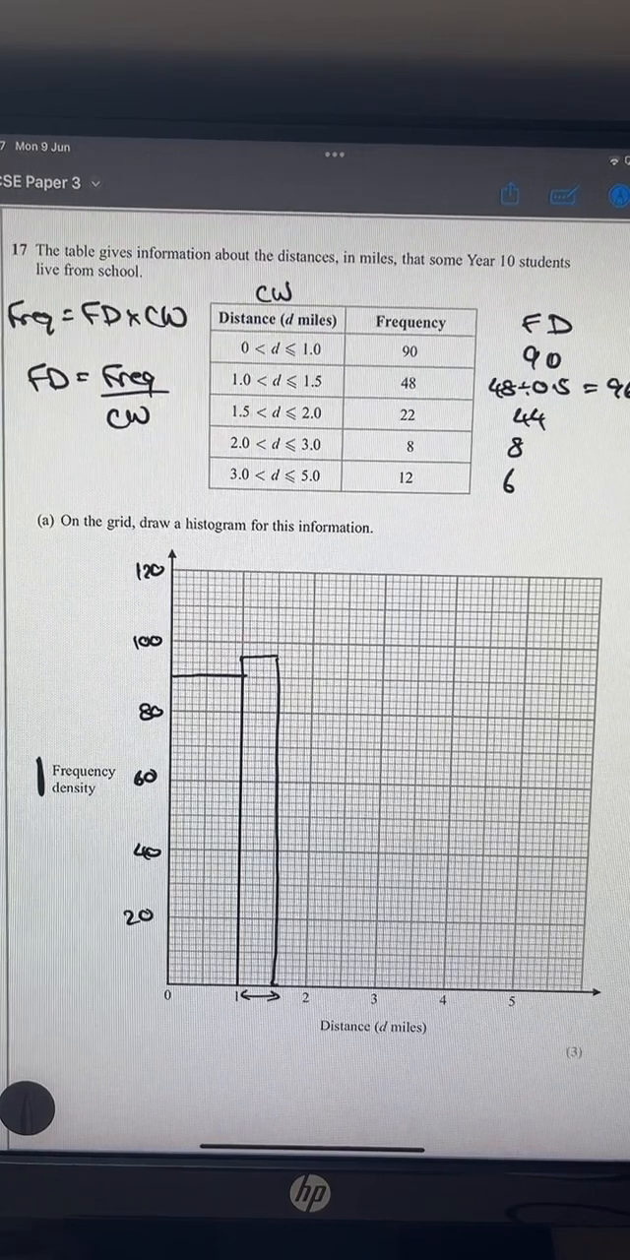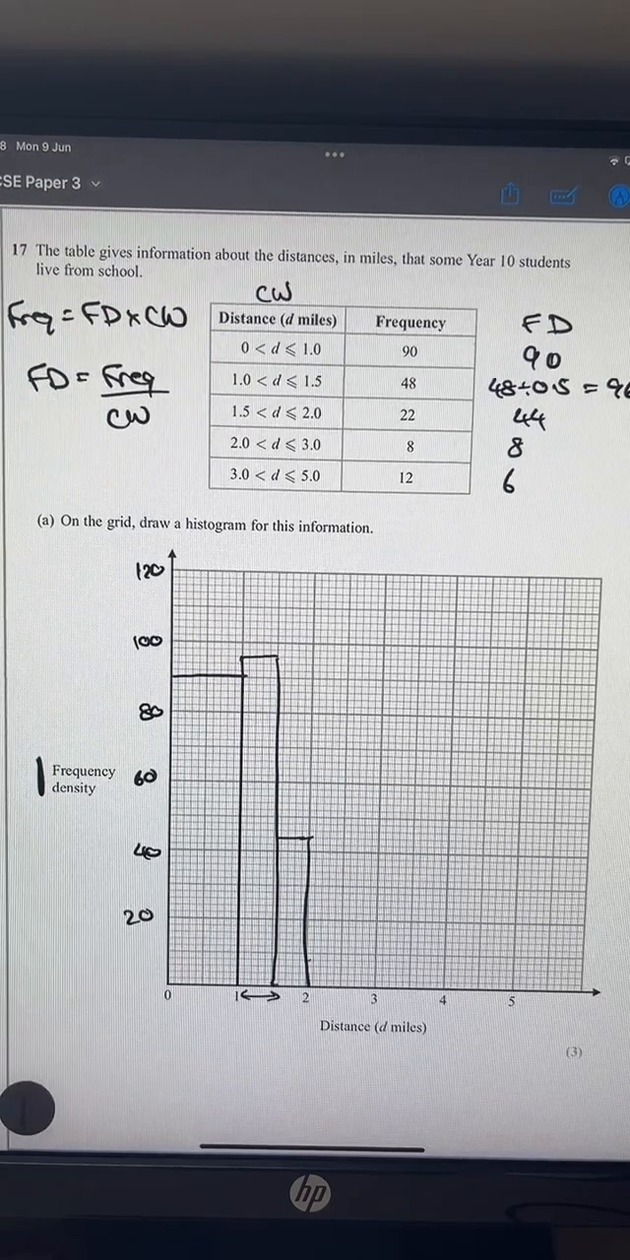Make sure it looks all beautiful and stuff. And then next one, 1.5 to 2, I need to go 44. So that's 42, 44, 2 up, go there, and go down. Awesome. The second last one, 2 to 3, that's just all the way across, and that's going to be 8. So that's going to be about there.